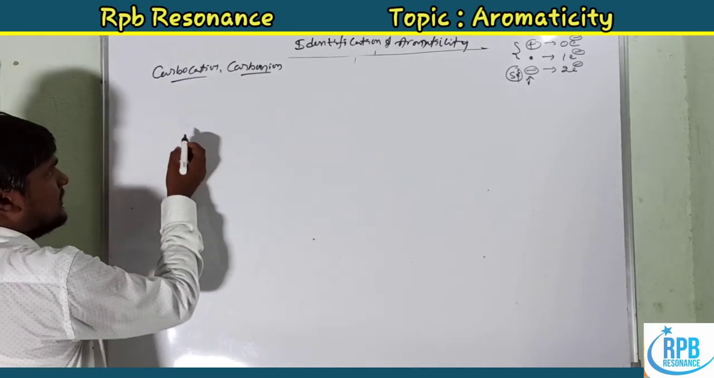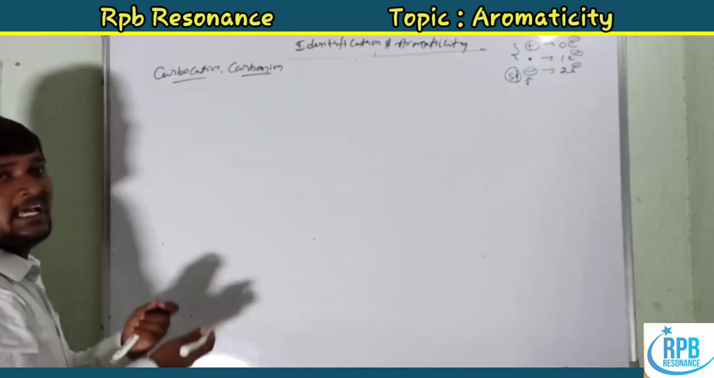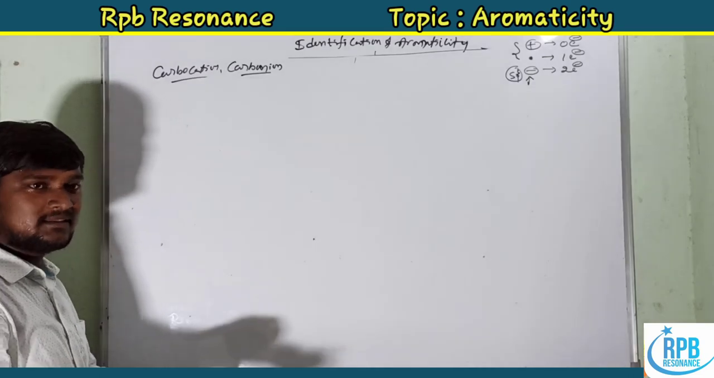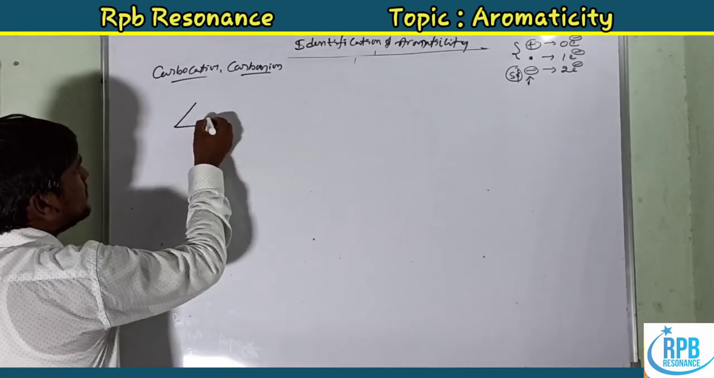Okay, now let's move on to the cyclic molecules as a carbocation and a carbanion. The cyclic series starts with the three-membered ring, so I'll go through the three-membered ring. So here it is the three-membered.